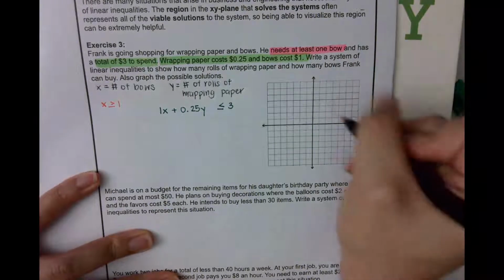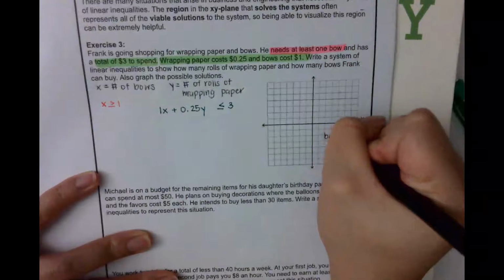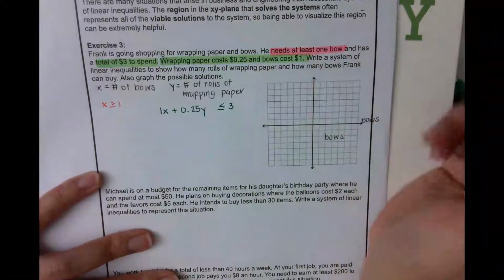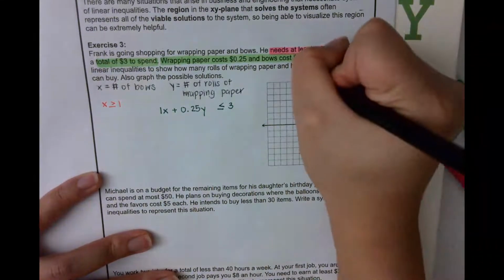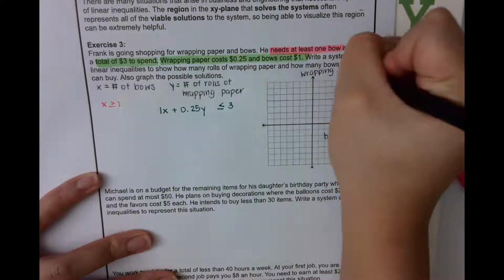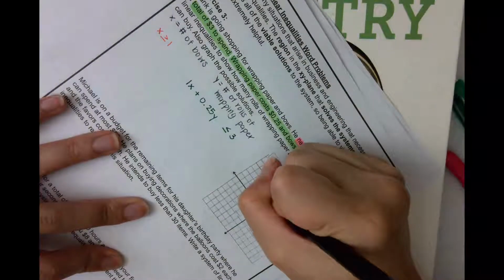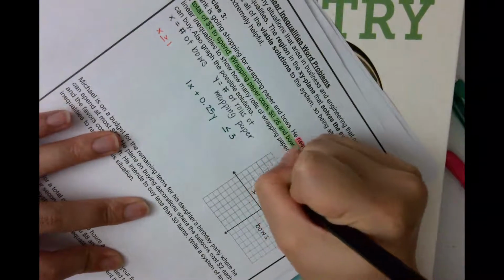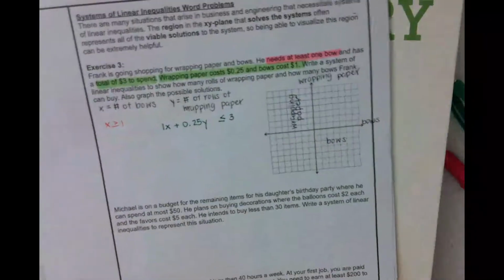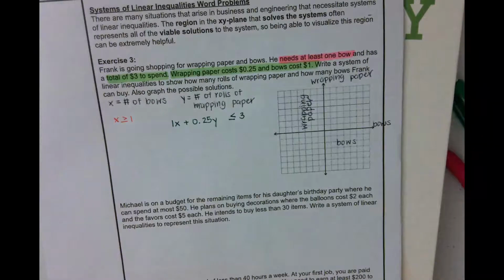Right? Or technically you can even label it down here. And then y is going to be wrapping paper. Or you can even label it on the side here, wrapping paper. So I'm going to graph using intercepts.